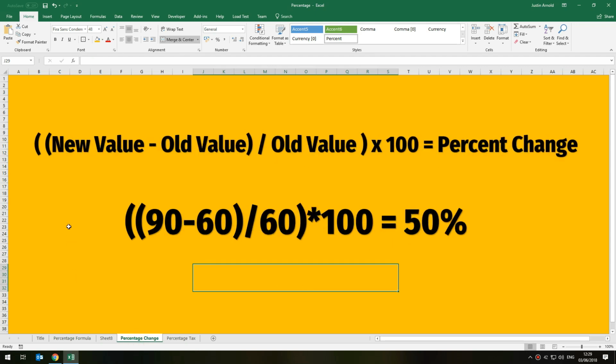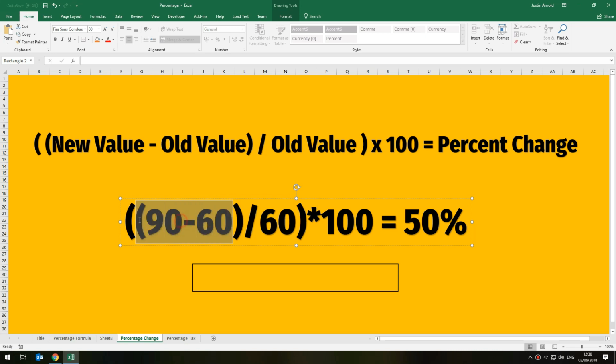Percentage change, that's another one. So let's say that I used to get 60% in my IT exam, and I've worked really, really hard, and now I'm on 90%. So how much improved, how much better have I got? So if it used to be 60 and it's now 90, that's a difference of 30, which is half of what I had before.